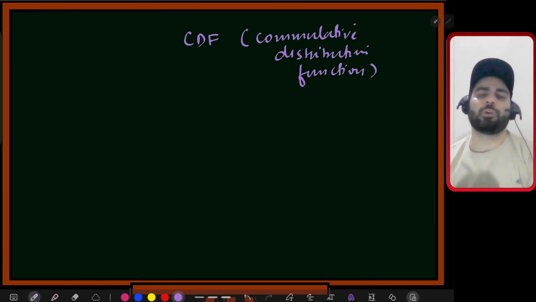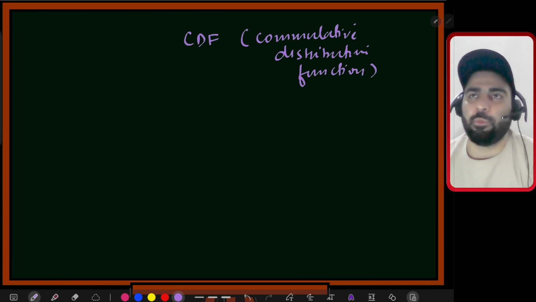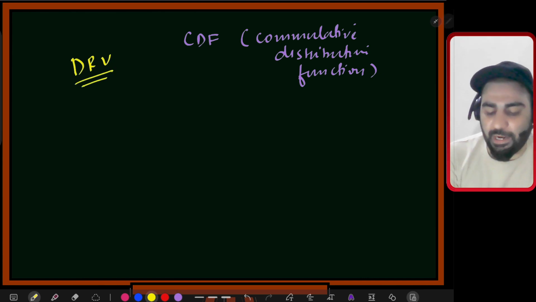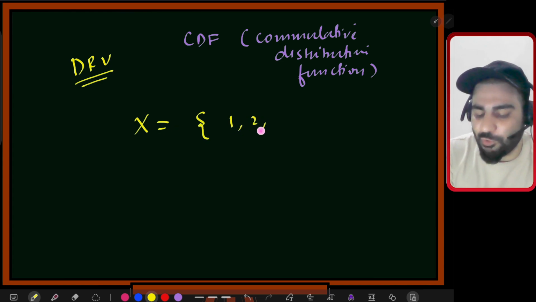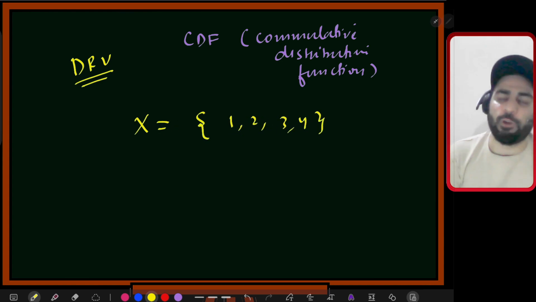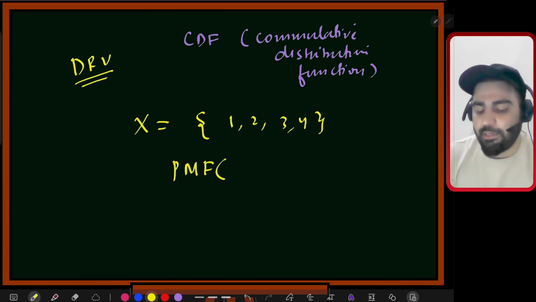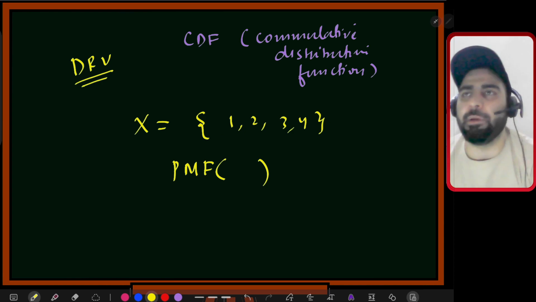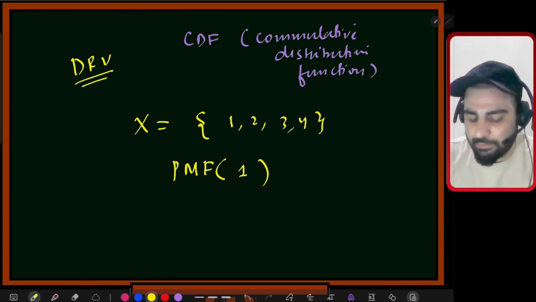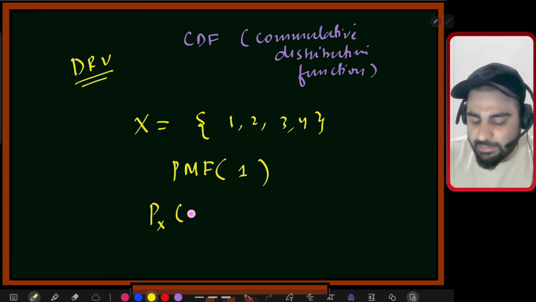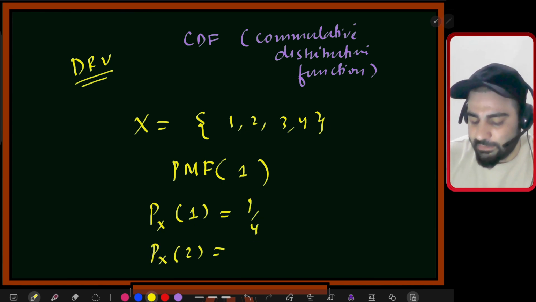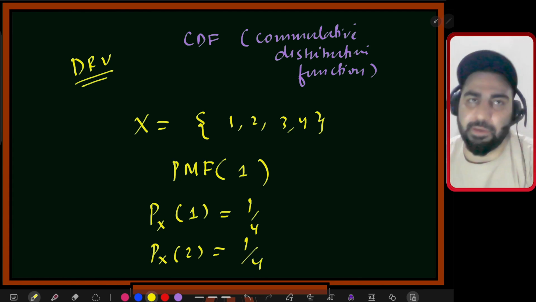So what was the PMF? The PMF was a function which took a value of a random variable. We are studying this in the discrete random variable setting. So we had x, and let's suppose x takes values 1, 2, 3, 4. The PMF was nothing but a function which mapped the values that a random variable takes to the probability. Let's suppose the PMF of 1, that x takes value 1, we gave, let's suppose, 1/4. The PMF of 2 is, let's suppose, 1/4 again. Let's suppose this is a uniform random variable. That's what the PMF is.